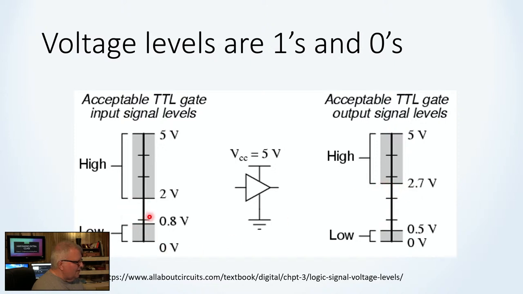This area right in here, see this area? Or this area right in here? Those were known as the indeterminate regions. And you never wanted to have your input or your output be anywhere in the indeterminate region because the gates that would follow wouldn't know what to do with that. Is that a high or is that a low? I don't know.